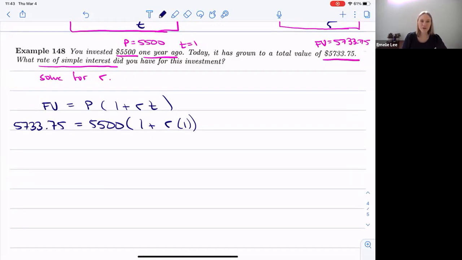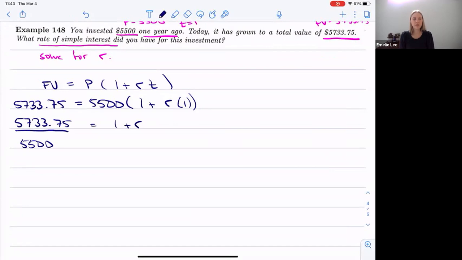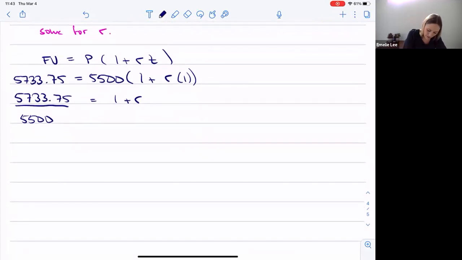So if I have to solve for R, then of course, same procedure. I need to divide both sides by 5,500. So I get 5733.75 divided by 5,500 is 1 plus R. So getting R on its own, I need to subtract 1. And so I'll do 5733.75 divided by 5,500 on the side here.